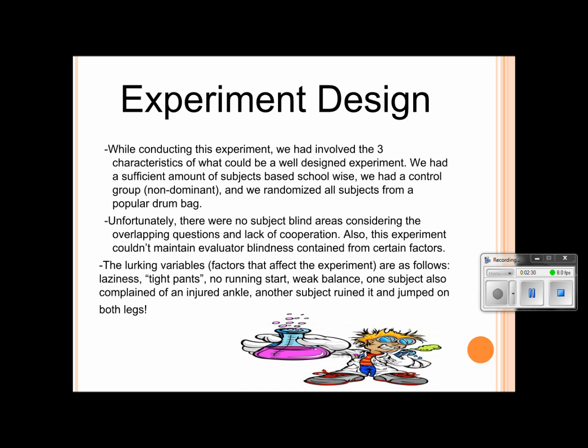The lurking variables are as follows. Laziness, and tight pants is what a subject complained of. Another subject complained of an injured ankle, while another one jumped right on with both feet and ruined the experiment. One subject also complained of not being able to run, and many people prefer a running start in order to jump higher. And the majority of the subjects also complained of weak balance. They couldn't keep their balance against the wall, which affected their ability to jump high.